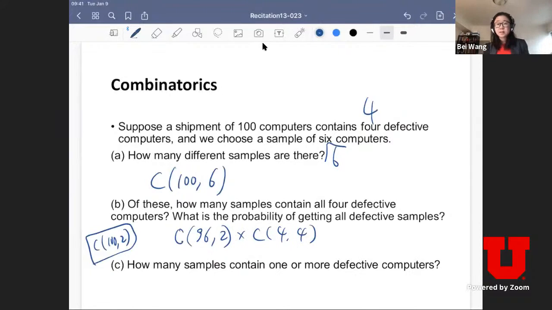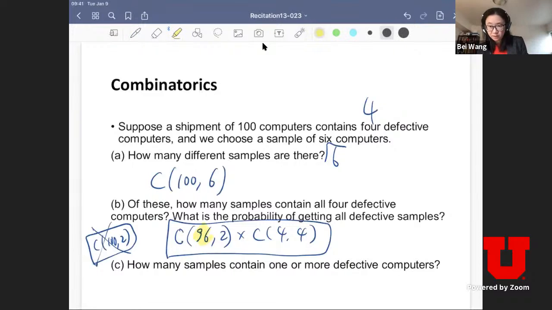First of all, let's say C(4,4), which is equal to 1. Among all the 4 defective ones, I'm going to choose them. And among the remaining 96, I just need 2 more to form my sample. So that is this answer. Why is the first solution incorrect? It has not enforced the constraint that we need the 4 defective ones. After the 4 defective ones are chosen, you only have 96 choices left, so you can't choose those defective ones again. That's why it's 96 choose 2, not 100 choose 2.